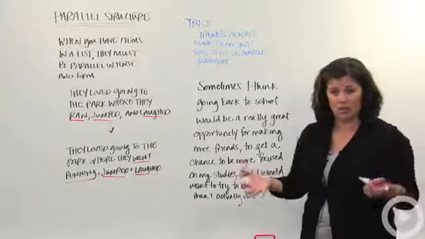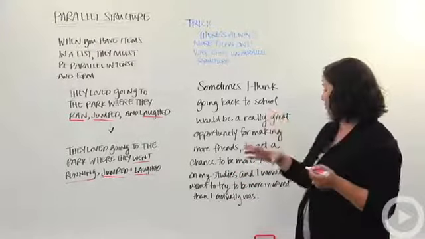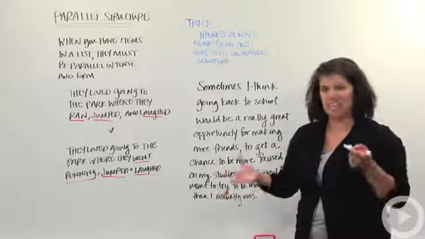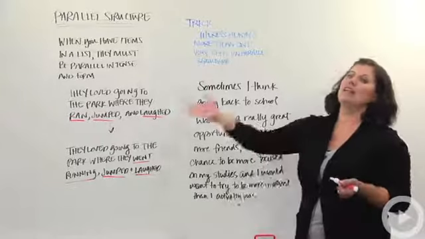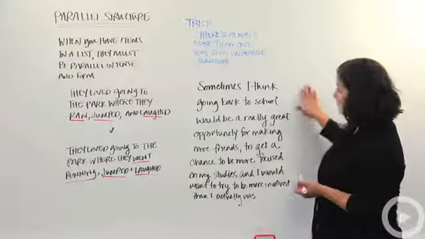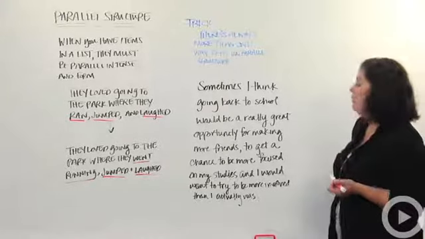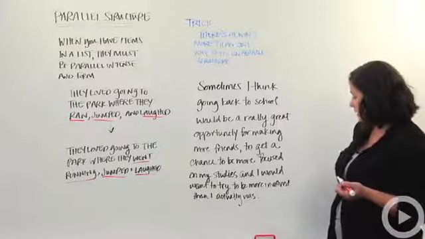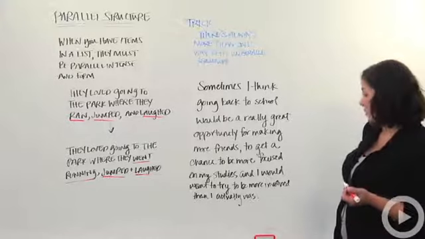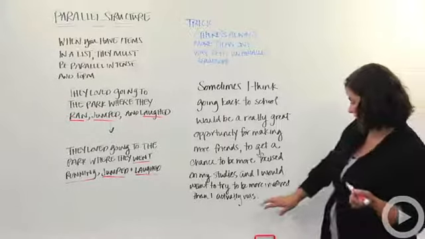On the first read through, what I want to do is I just want to go through and mark the items in the list and decide what format they're in. Then we'll go back and try to fix it. So it says, sometimes I think going back to school would be a really great opportunity for making more friends, to get a chance to be more focused on my studies, and I would want to try to be more involved than I actually was.